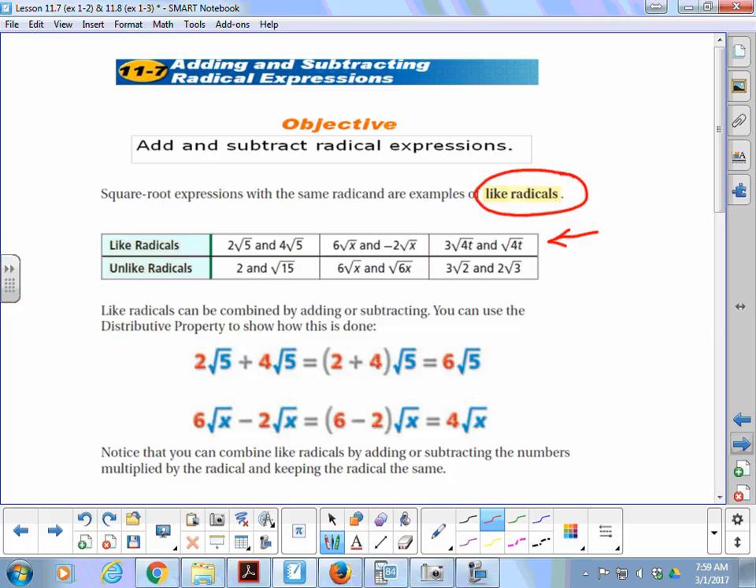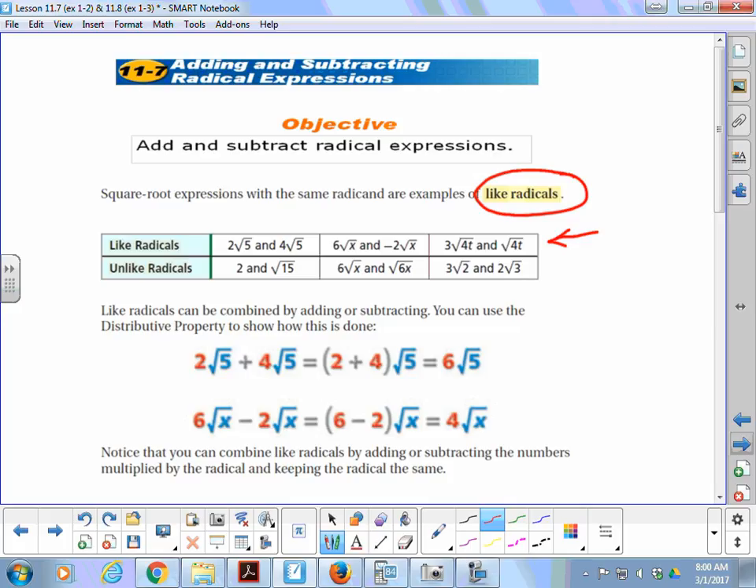Like here, they both have square root of 5. These are square root of x. These are the square root of 4t. So I could combine them by adding or subtracting because they have like radicals. Where these other ones here, with the square root of 15 or 6 square roots of x and square root of 6x, those are different. 3 square roots of 2, 2 square roots of 3. So what's underneath the radical must be the same for you to be able to put them together by adding or subtracting.